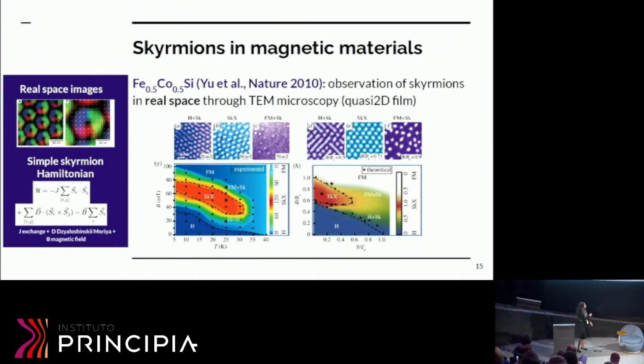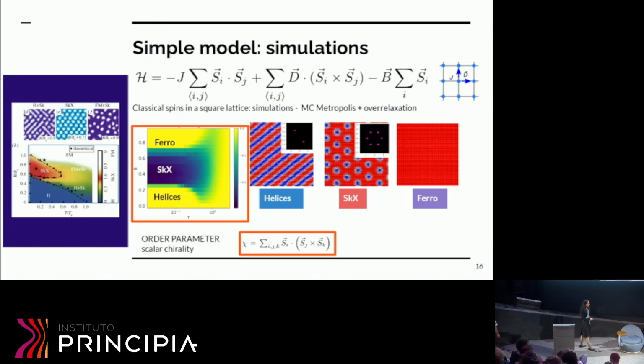And here, if you can read over here, it says experimental phase diagram. This one is the theoretical phase diagram, which is basically calculated with Monte Carlo simulations for a very simple model, which is over here, but let's go a bit into that. So this model is a nearest neighbor Hamiltonian, where you have ferromagnetic exchange couplings, an in-plane Dzyaloshinskii-Moriya, and then you need a magnetic field to stabilize these skyrmions.